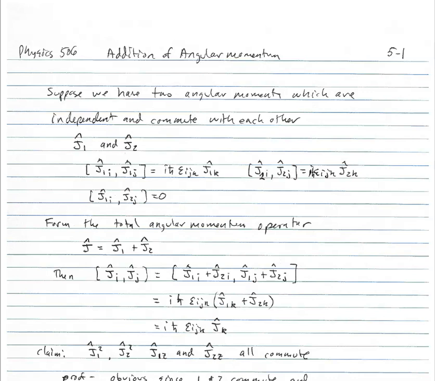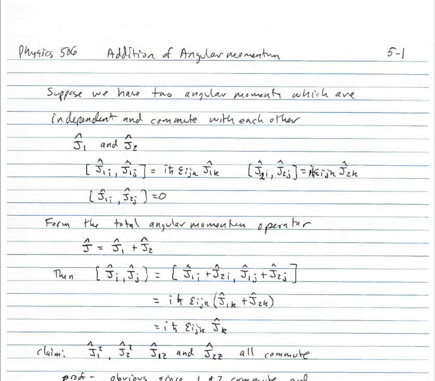We're going to start by assuming that we have two angular momenta which are completely independent and commute with each other. So you could think of this as the orbital angular momentum of an electron in an atom and the spin angular momentum of the electron. Those are two completely different objects and they commute with each other. The key is that the two angular momenta that we're working with, that we're going to call J1 hat and J2 hat, commute with each other.